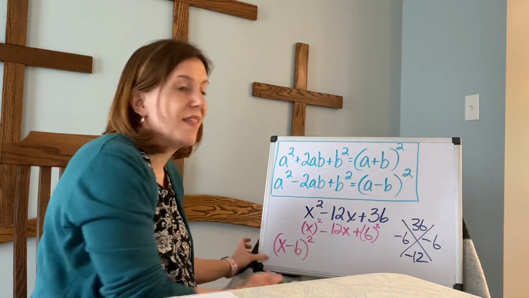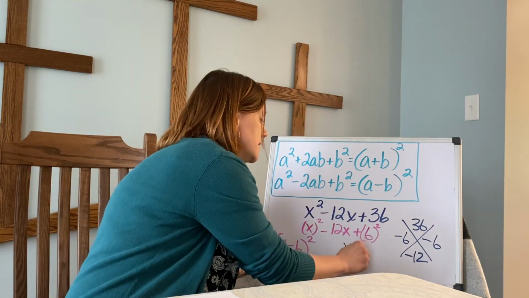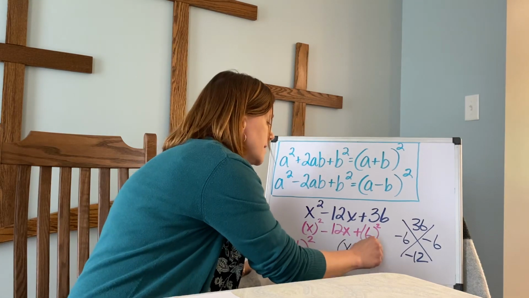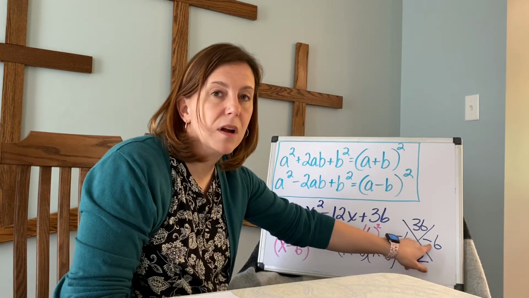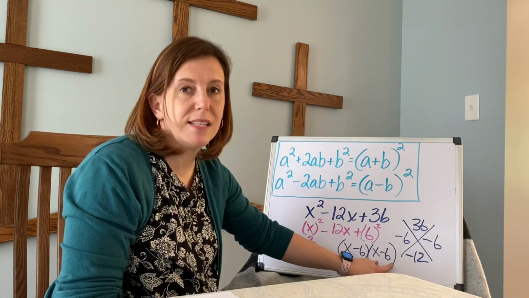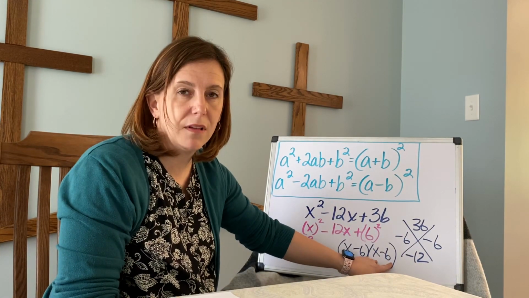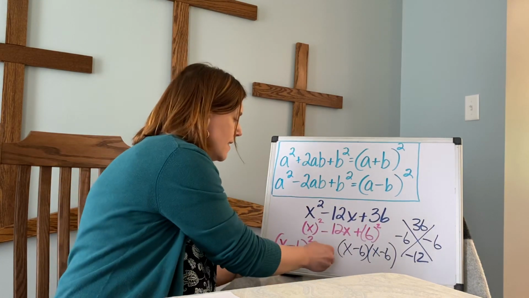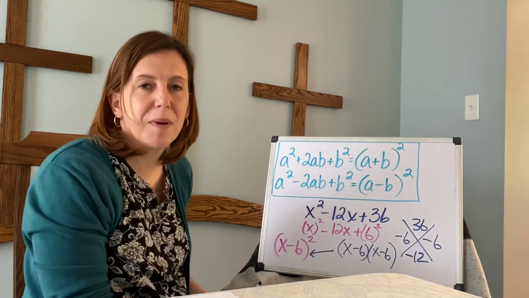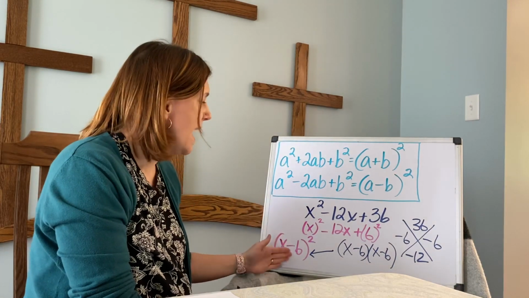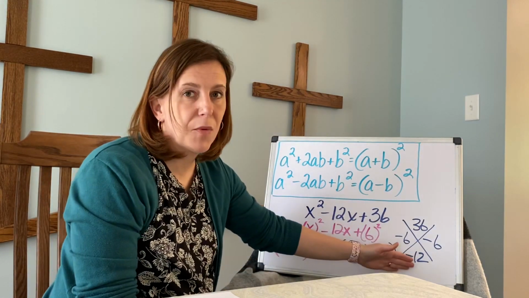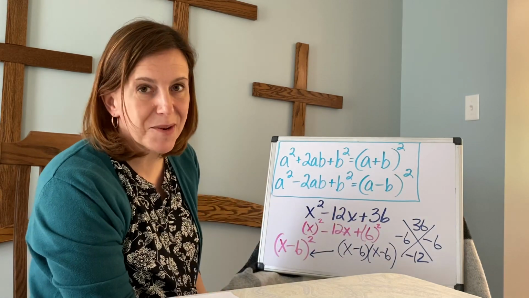So if I were to write that, x minus 6 times x minus 6. These are the identical same number, so I have two of the identical same binomial. Well, hopefully now you're seeing that is x minus 6 quantity squared. Whether or not I recognize the pattern or use my x form, I'm still going to get the right answer.